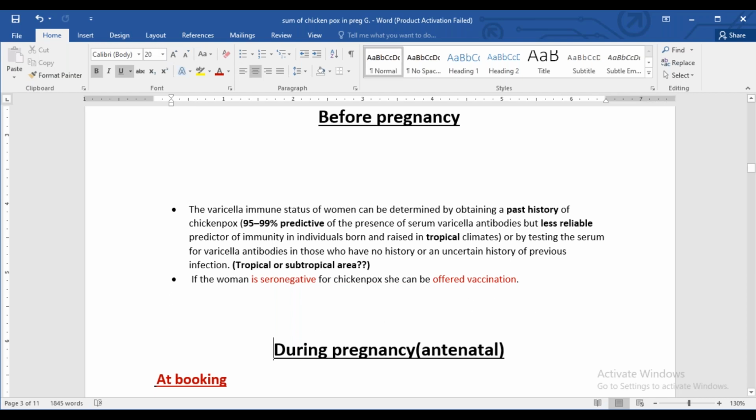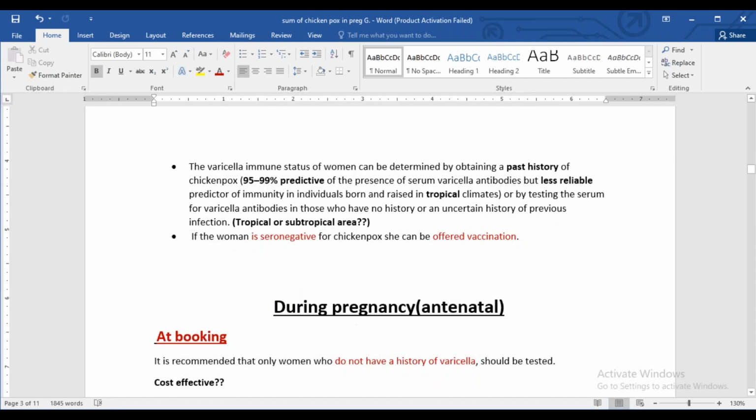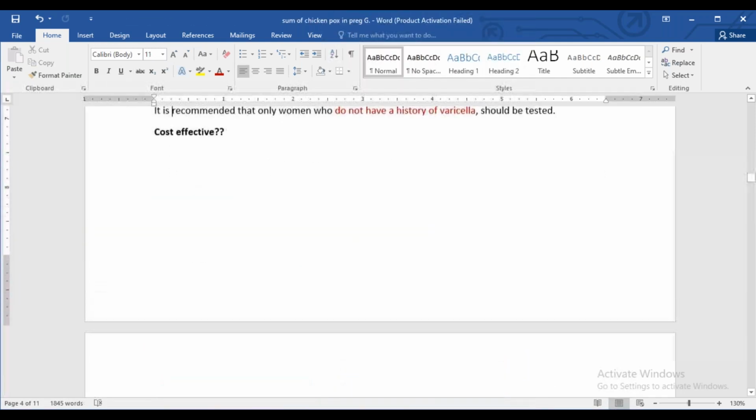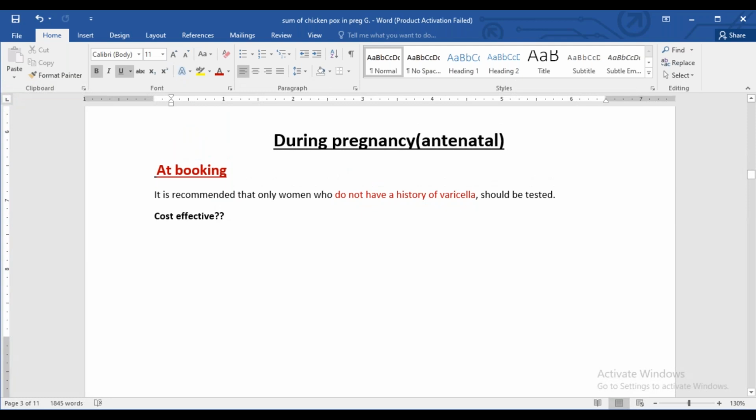Okay, so the next step, what if the woman came to you while she's pregnant, and she doesn't have any history of varicella? What are you going to do for her? She doesn't have the infection. She's at booking and you're taking history from her, and you're just arranging her antenatal visits like this.